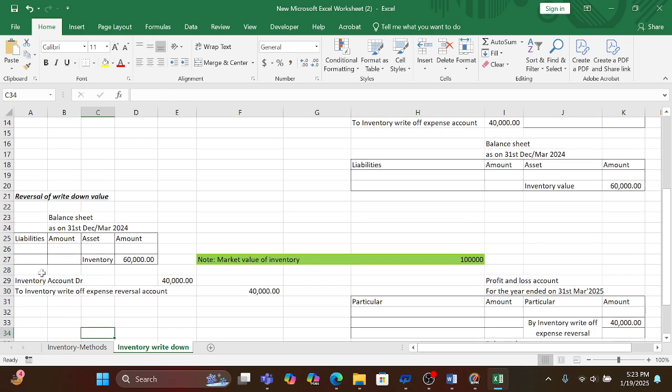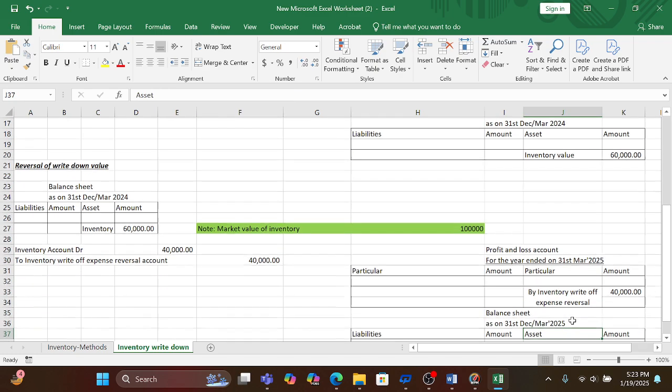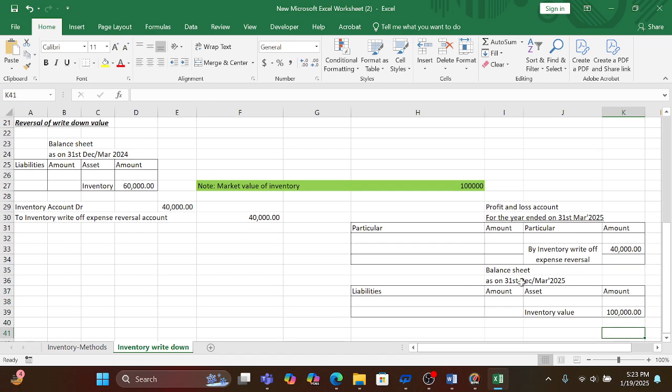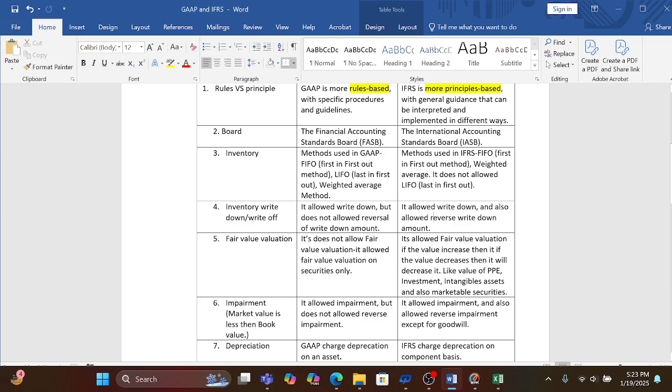So our entry will be inventory account debit to inventory write-off reversal account. Because our inventory is increasing by 40,000, it will be debit, and the inventory write-off expense reversal amount will be credit, and it will be transferred to the profit and loss account. That is 40,000. Then in 2025 our inventory balance is again 100,000 rupees. I hope it will help you to understand the reversal of the written-off inventory amount.